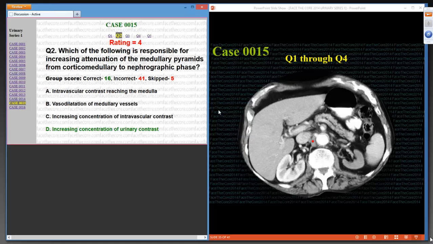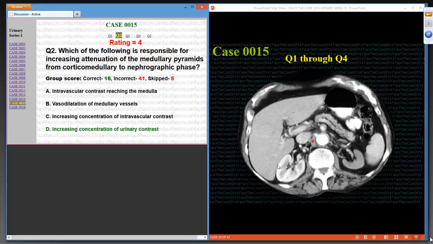Which of the following is responsible for increasing attenuation of medullary pyramids from corticomedullary to nephrographic phase? So this is the corticomedullary phase. And as you go later further on, these pyramids will become bright also, and it will become the nephrographic phase. They will be as bright as the cortex.